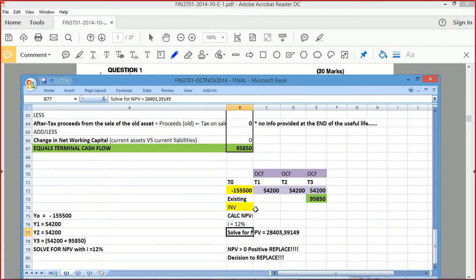Where's my calculator? Okay, got it. Alright, so let's just double check it and see. 12% cost of capital, minus 155,500. 12 is I. Net present value. Definitely 42,903. Okay, let's check. Plus 95,850. PV. Okay, agreed. Yeah, sorry, you're right. Cool. 42,903.39149. Yeah. So the decision would be to replace. Agreed? Yeah, we replace because the NPV is greater than 0.